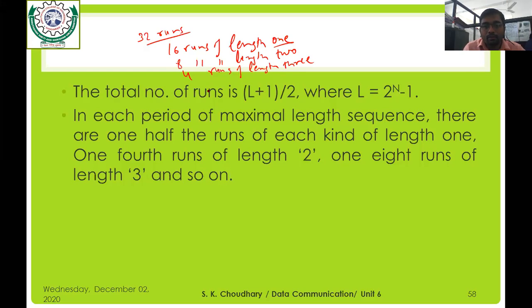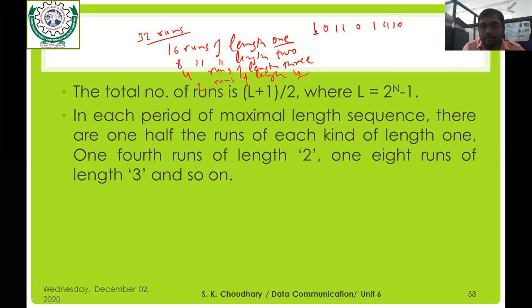In a similar fashion, 1/16 of the runs are of length 4. So 1/16 means 2 runs of length 4. 1/32 of the runs are of length 5, meaning 1. Length 6 has only 1 run. Suppose the sequence is like this: 1 0 1 1 0 1 1 1 0.